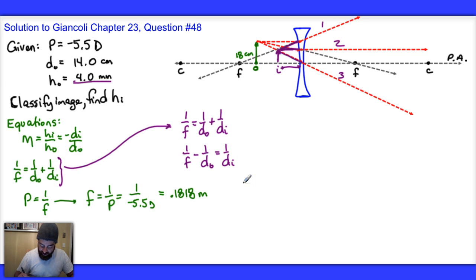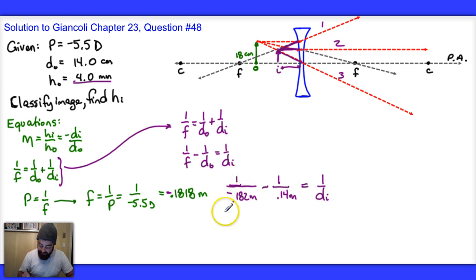The focal length is 0.182, let's call it, so it's 1 over negative 0.182 meters. Again, that negative sign is because the focal length is negative for this type of a diverging lens. It looks like I left it off here. This negative sign, of course, carries over. And then from that, I'm going to subtract 1 over the distance to the object, which in this case is 14 centimeters or 0.14 meters once I make that conversion. And that's going to be equal to 1 over the distance of the image.